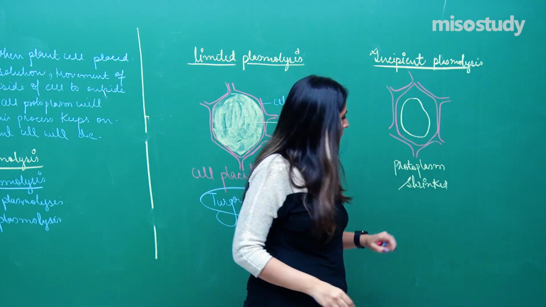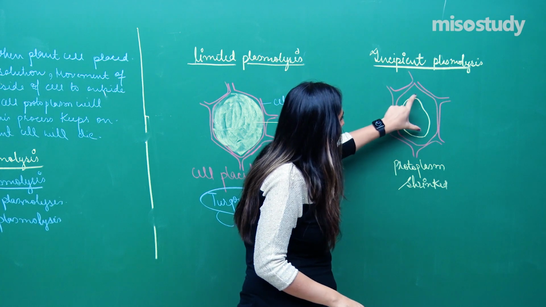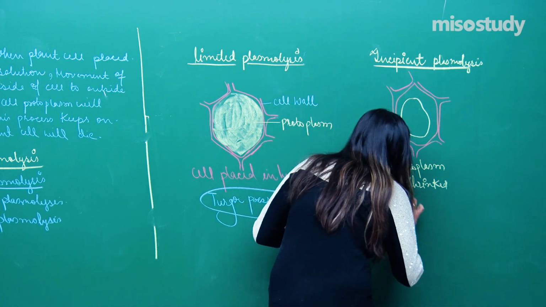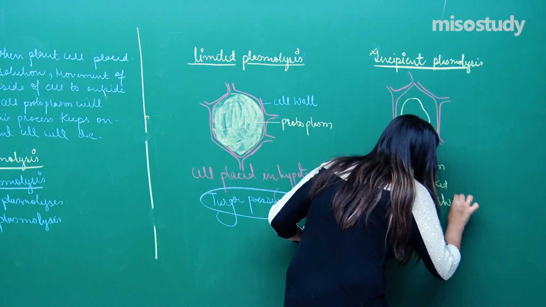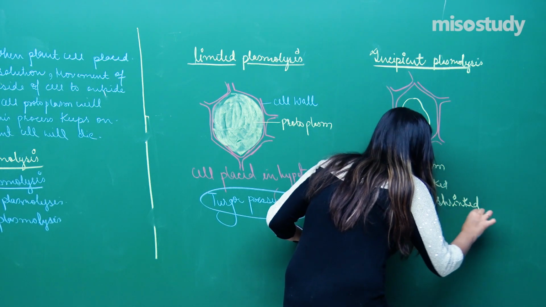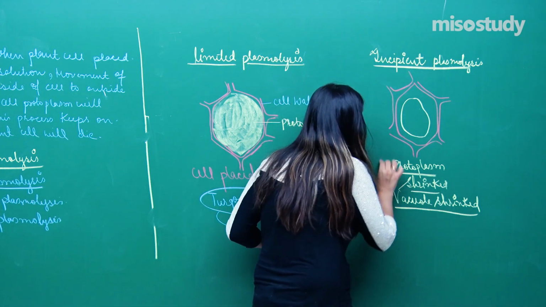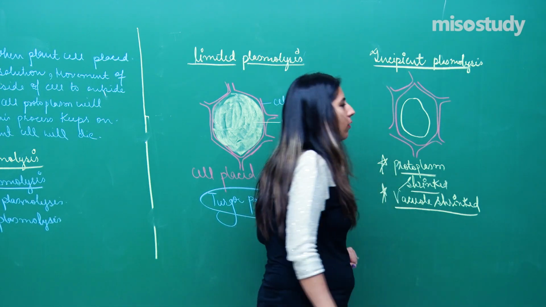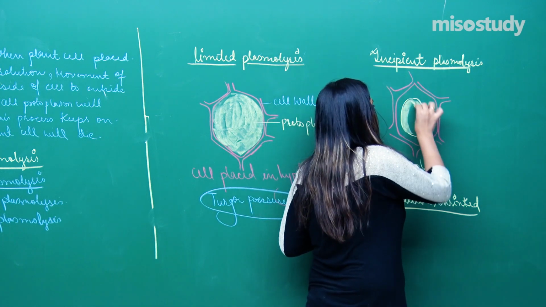The protoplasm has shrunk. Even the vacuole has shrunk, right? So these are the two processes that have already occurred. First, the protoplasm shrunk, and next, the vacuole shrunk. Both are shrunk, right? This is how our protoplasm looks like.